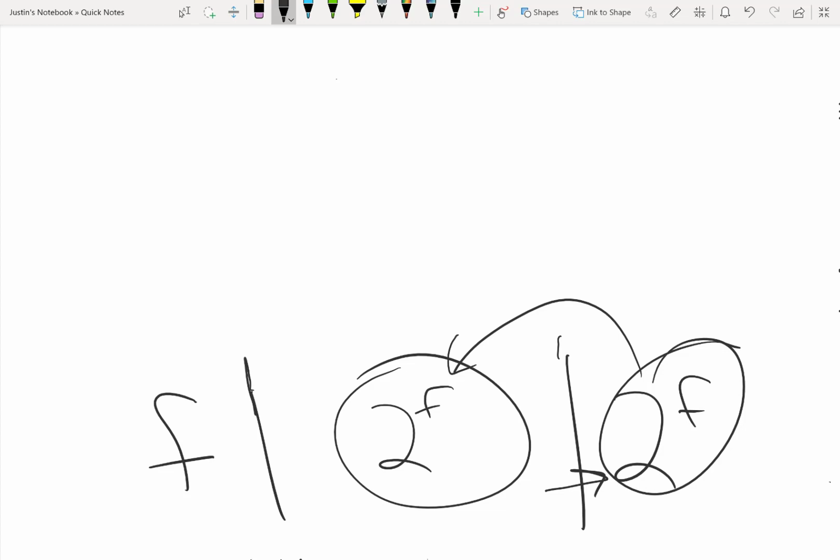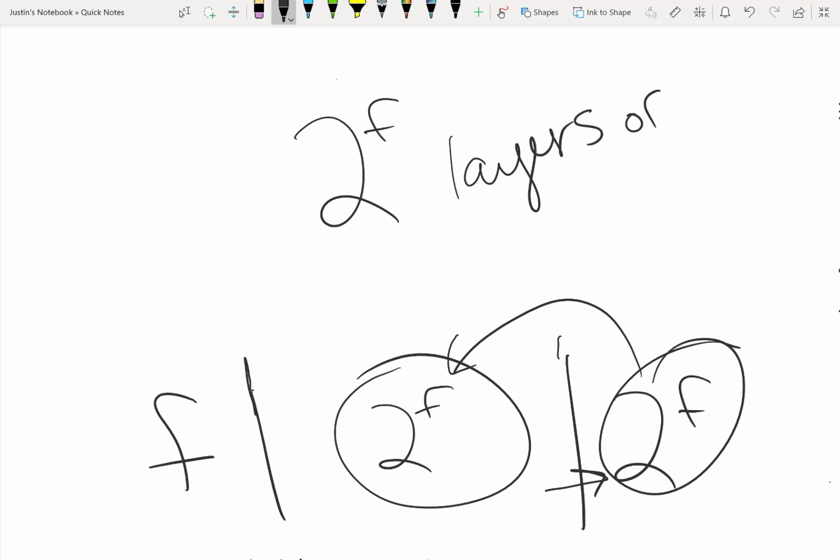All right, let's look at number 3. So this was your answer there. Make sure you fill that in. It'd be 2 to the f power for the second and third box. Since we don't know what f is, how many folds there are, there would be 2 to the f power layers of paper. All right, moving on to 3.